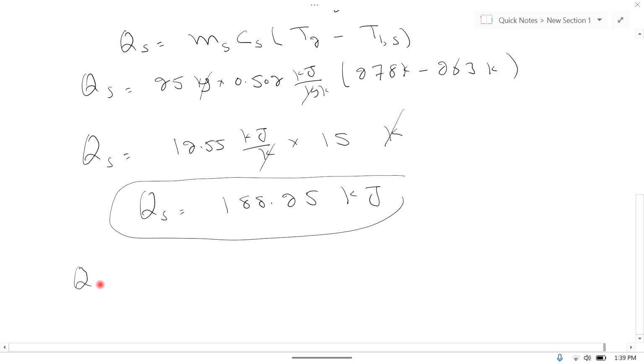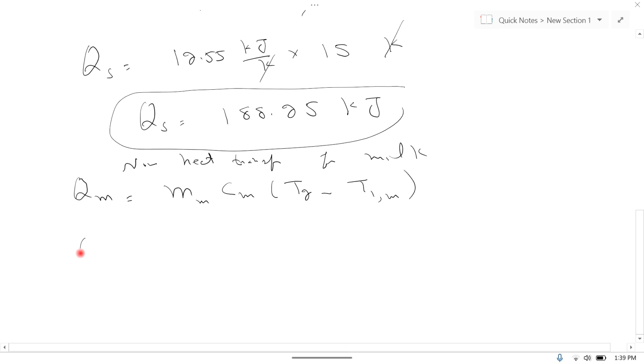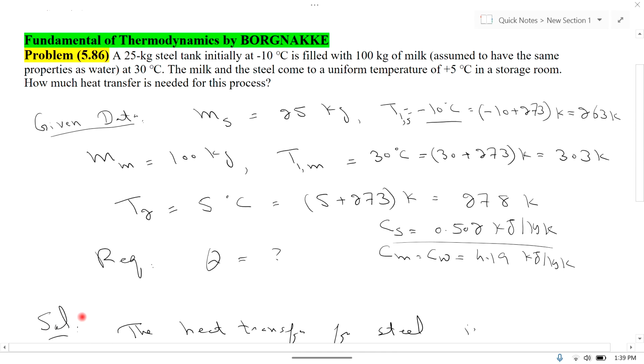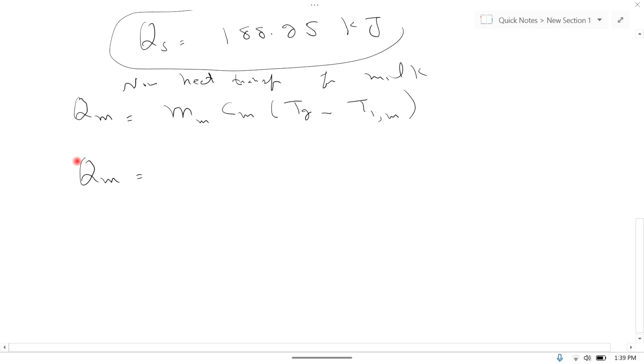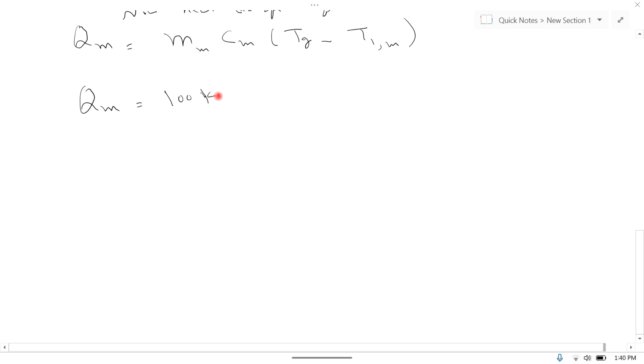Now we find heat transfer from milk, which is equal to mass of milk multiplied by heat capacity of milk and T2, final equilibrium temperature, minus initial temperature of milk. So heat transfer of milk is equal to mass of milk, given to us as 100 kilogram, multiplied by heat capacity of milk which is equal to heat capacity of water, 4.19 kilojoule per kilogram per Kelvin. Final temperature is 278 Kelvin and initial temperature of milk is 303 Kelvin.